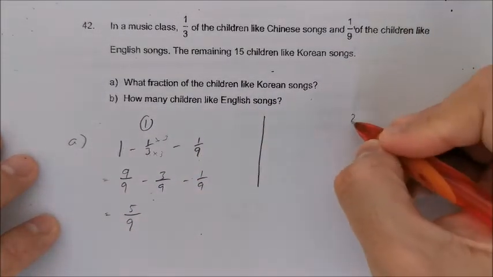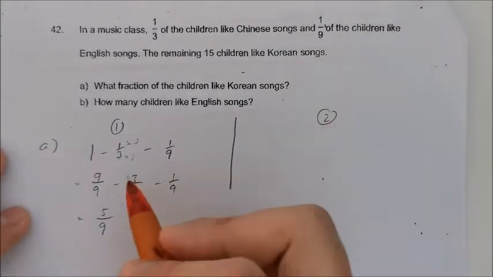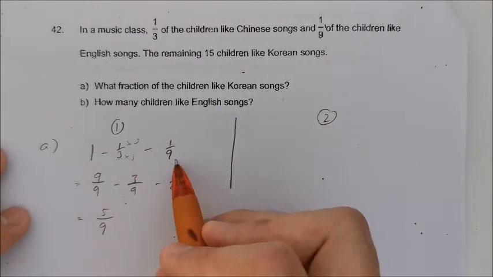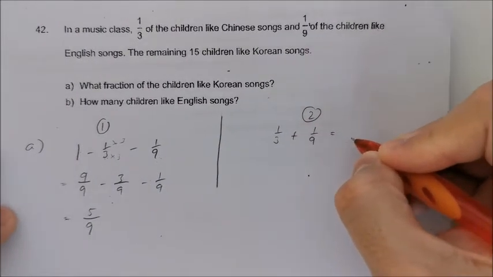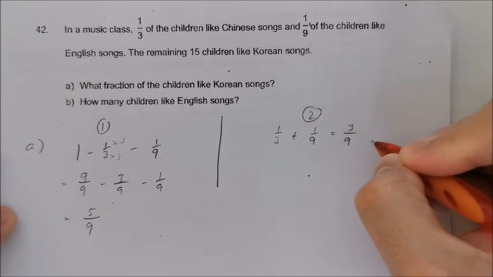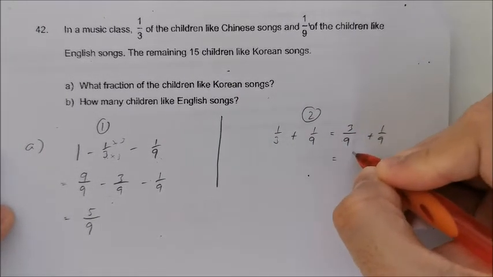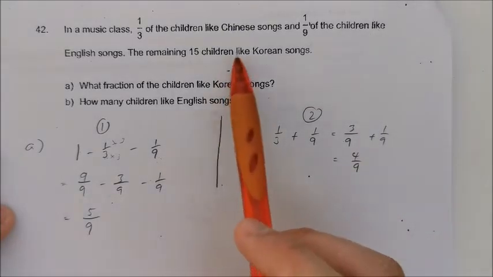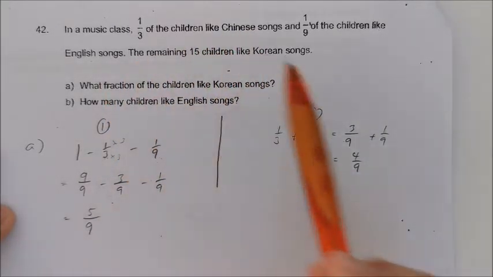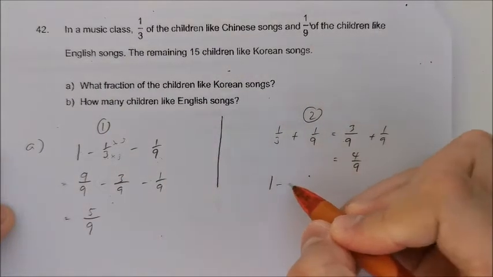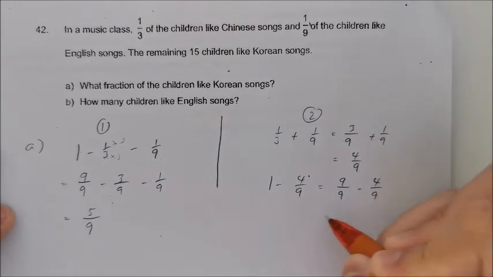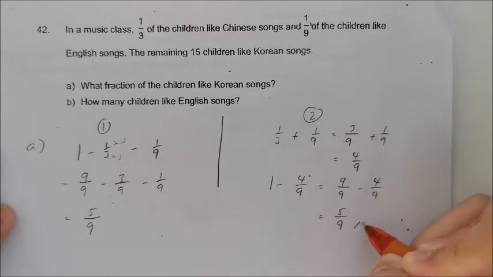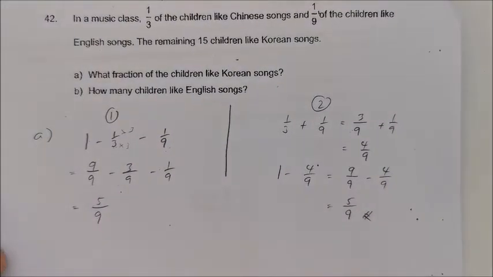Or some students will prefer to add up those fractions that need to be minus first. So 1/3 plus 1/9, that will give us 3/9 plus 1/9. Then we know that the total fraction of children who like Chinese and English songs will be 4/9. So we can take 1 minus 4/9. I have 9/9 minus 4/9. That will give us 5/9. So either way you will get the answer. Just see which method you are more comfortable with.